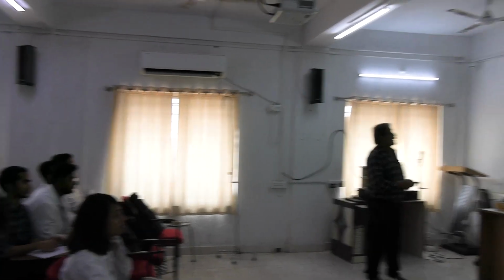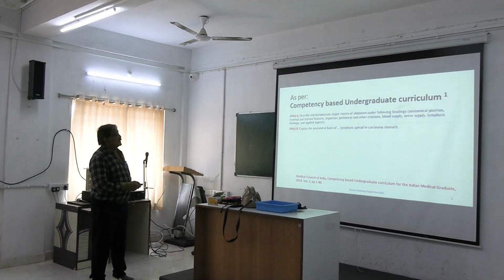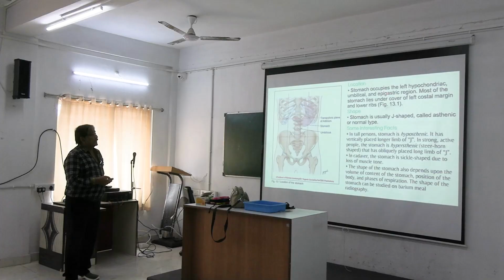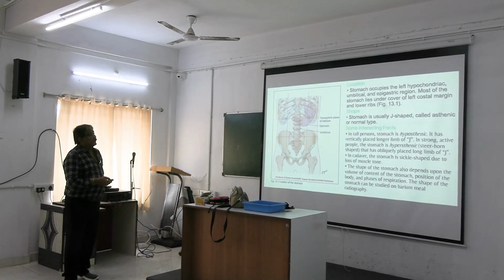The major viscera of the abdomen under the following headings: anatomical position, external and internal features, important peritoneal and other relations, blood supply, nerve supply, lymphatic drainage, and applied aspect. Explain the anatomical basis of lymphatic spread in carcinoma of the stomach. Location: the stomach occupies the left hypochondriac, umbilical, and epigastric regions.